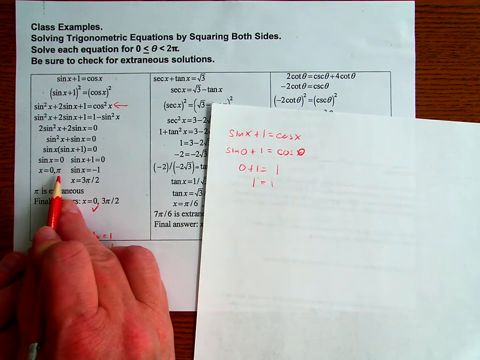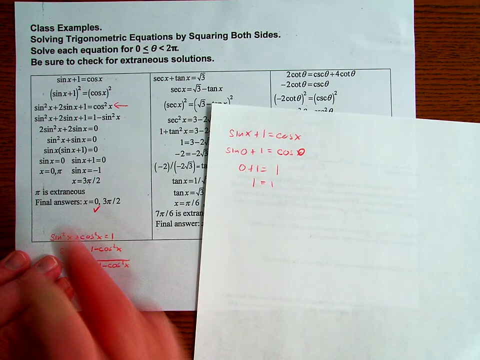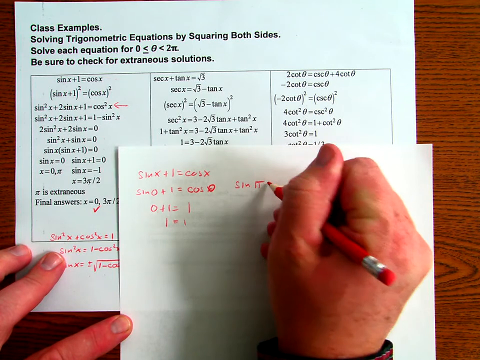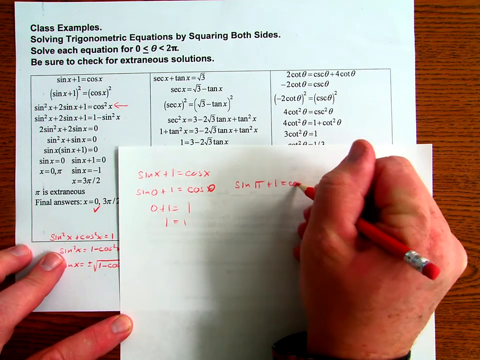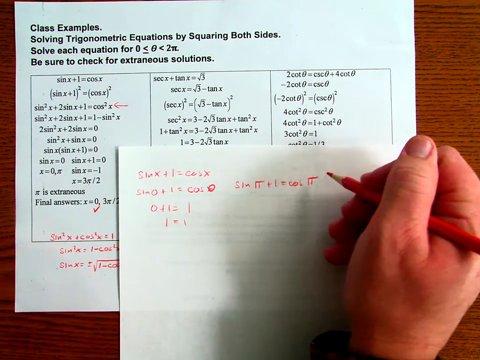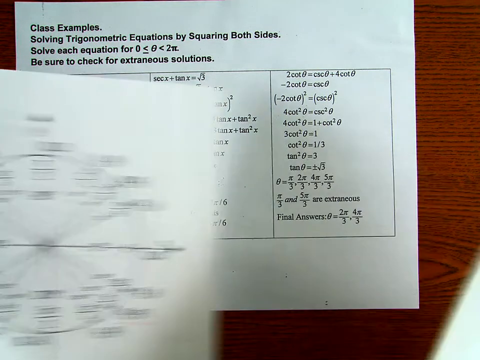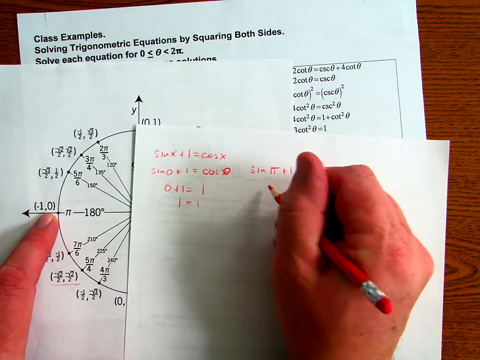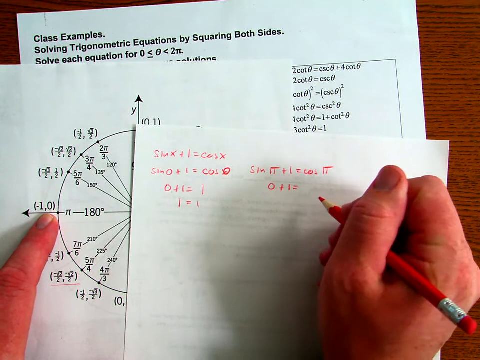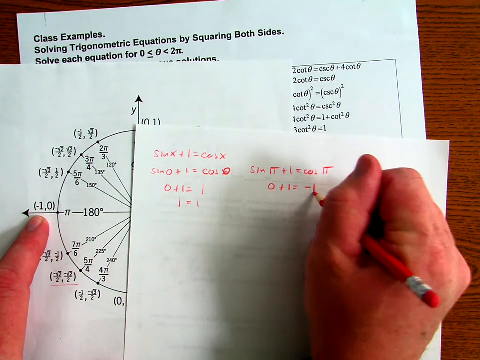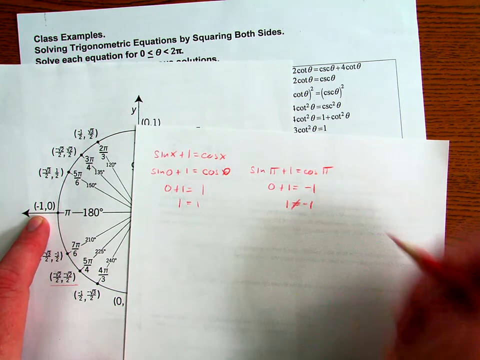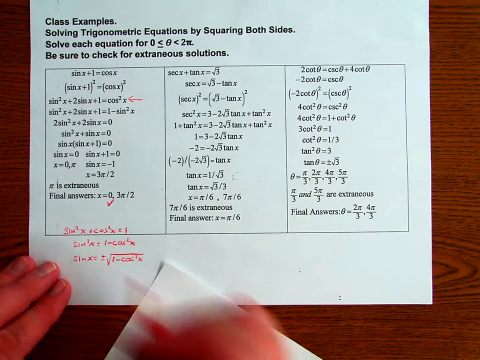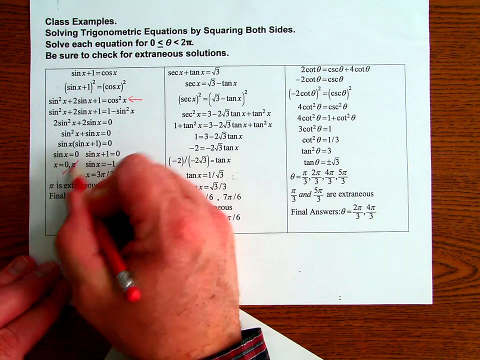Okay, second possible solution, x is equal to pi. So sine of pi plus 1 equals cosine of pi. Going to the unit circle, sine of pi is 0. Cosine of pi is negative 1. 1 does not equal negative 1. Pi is extraneous. So that one worked, that one did not.